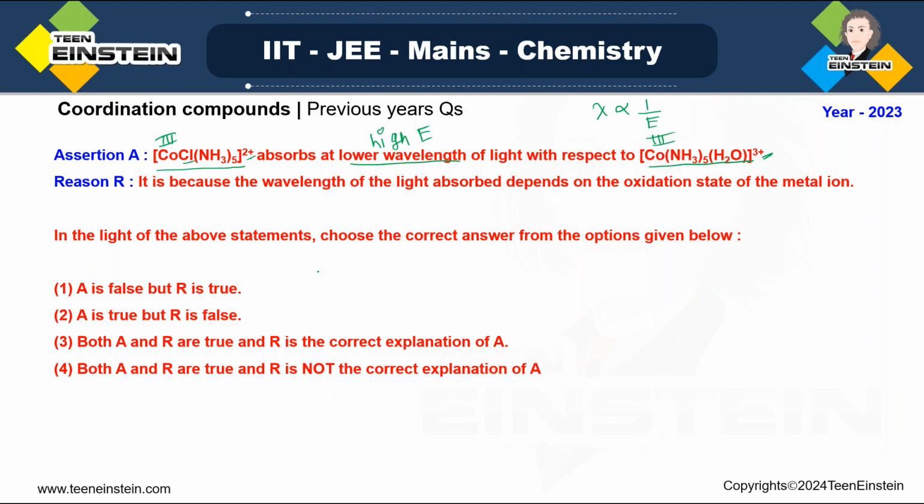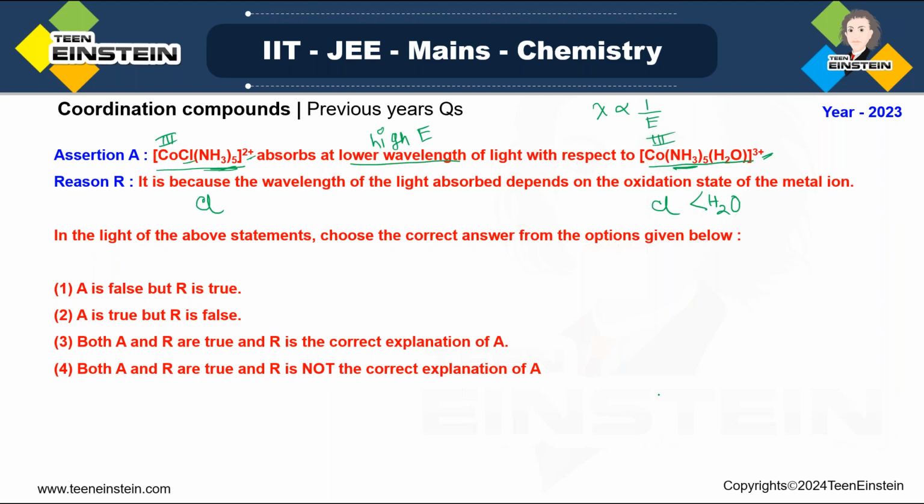Now look at the ligands. We have 5 ammonia. Here also we have 5 ammonia. So this is again common. But here you have Cl. Here you have water. Now among these two, which one is strong field? Obviously water is strong field. Water greater than Cl. So that is why when rest of the things are same, only these two are different. That means where water will be present, in that case del O value will be high. So it cannot be at lower wavelength, it will be at higher wavelength. So the assertion statement is not correct.